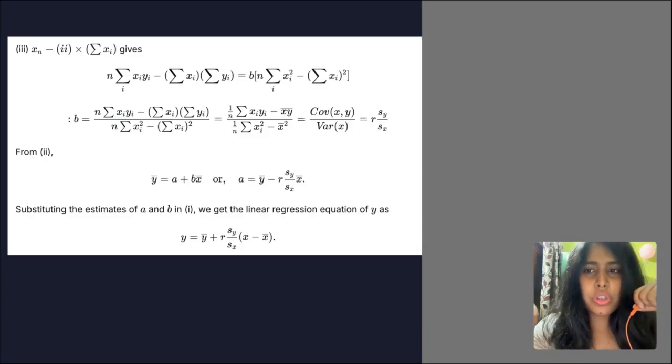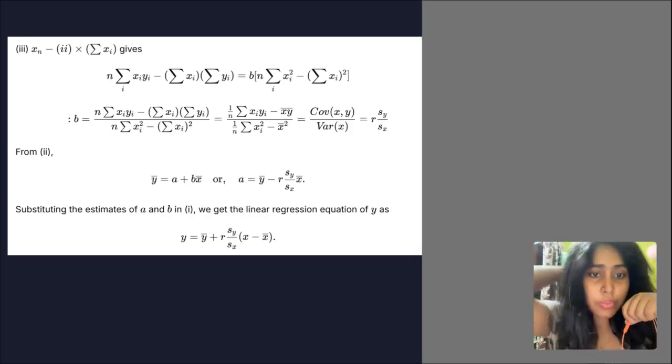The first normal equation simplifies to show that the regression line always passes through the average of your data, the point x bar, y bar. This is a huge insight, right? Your line of best fit always goes to the center of your data cloud. Okay? Now, substituting the estimates, we get the linear regression equation of y as y equals y bar plus r sy by sx times x minus x bar.